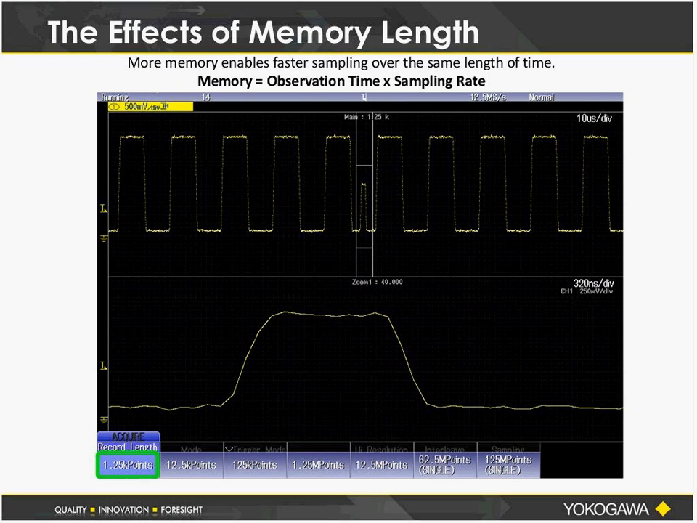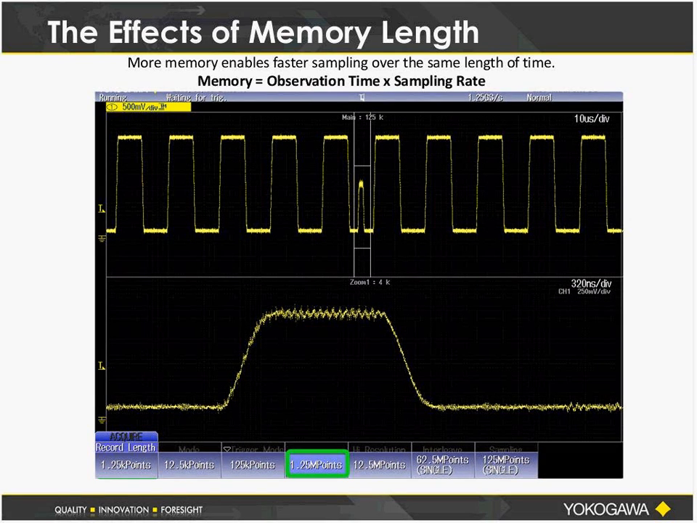And let's look at a couple screenshots here that actually show the effects of different memory lengths. Here you can see we have just 1,000 or 1,250 points of memory in the top half of the waveform display, and we've actually zoomed into that runt pulse in the middle. And you can see the runt pulse doesn't show us a lot of detail because, again, we only got about 1,000 points of memory allocated for this observation period. Now, same observation period, just by increasing the available memory to 1 million points, now we have allowed the sample rate to go up. So let me back up one step here.